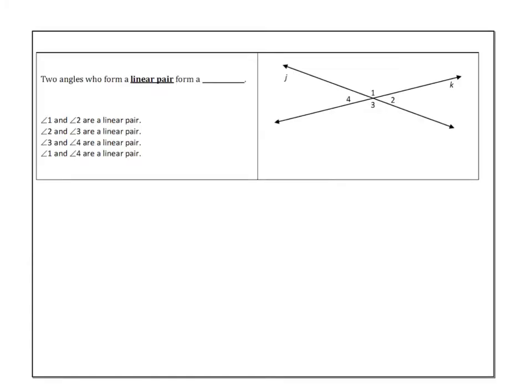And lastly, our last reminder, two angles that form a linear pair form a line or form supplementary angles. I put line, and I just made a note. Linear pairs are supplementary.